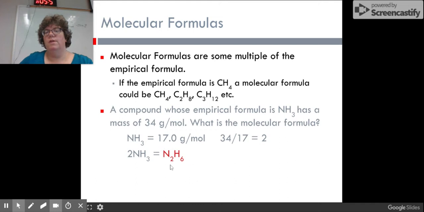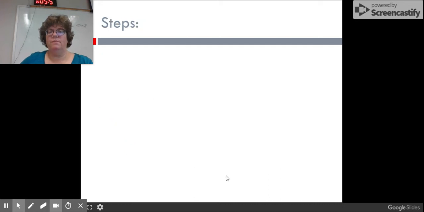So my actual formula, my molecular formula, is N2H6, because I've multiplied 1 times 2 is 2, and 3 times 2 is 6. So in order to convert that empirical formula to molecular, you figure out the molar mass of the formula, take the mass that you're given divided by the molar mass, and you get your multiplier. And that will give you your molecular formula.